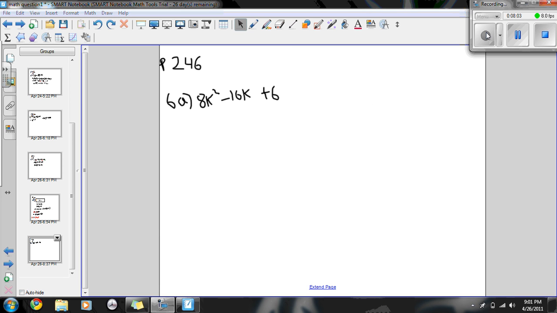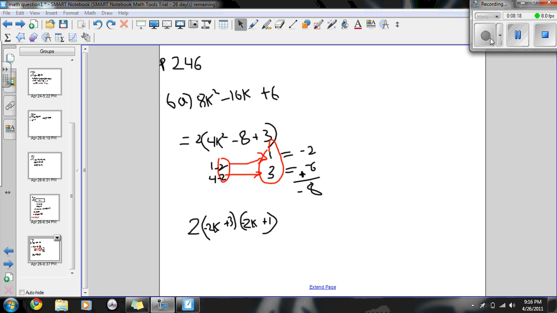Okay, we're on page 246, 6a, and the question says to factor this, and the question is 8k squared minus 16k plus 6. Okay, so this is the answer. What I did was I took the greatest common factor of all these, which was 2, and then I put 2 here and divided them all by 2. So you have 4k squared minus 8k plus 3.